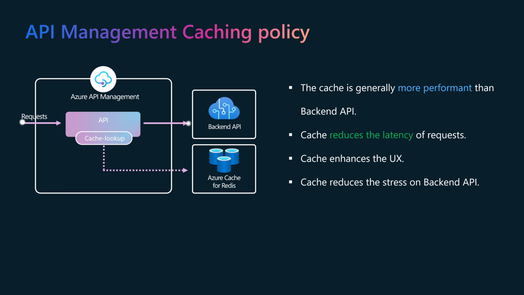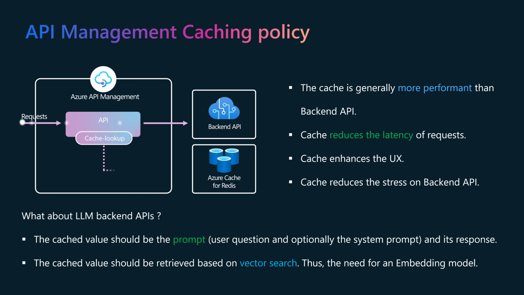We can apply the same concept to the LLM models in Azure API Management, but there are a few challenges that we should consider. First of all, the cached value should be the prompt, which is the user question, and optionally the system prompt, and also the response to that prompt. To save the prompt and its response, almost any database can handle that. But we still have a second constraint, which is how to retrieve the response from the cache.